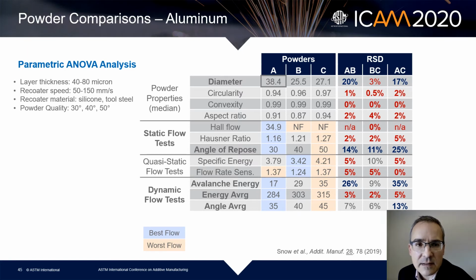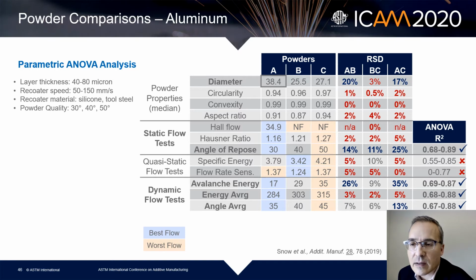So the authors in this study then did an Anova analysis by varying the parameters listed here of layer thickness, recoater speed, the material the recoater is made out of, and also whether it was a low angle of repose powder versus a high angle of repose powder. And based on their results, they presented the fit for those different Anova tests. And you can see that once again, the dynamic flow tests all passed. Their R-squared requirement showed very strong correlation, as did the angle of repose.